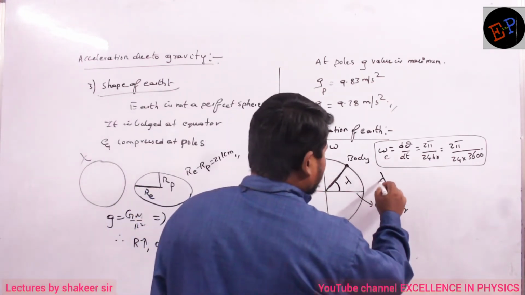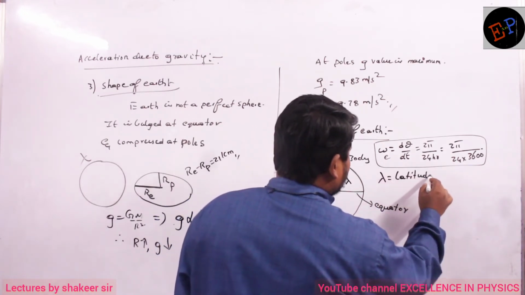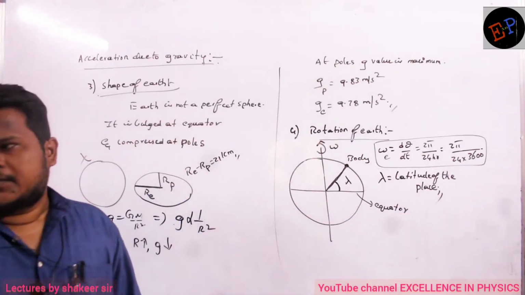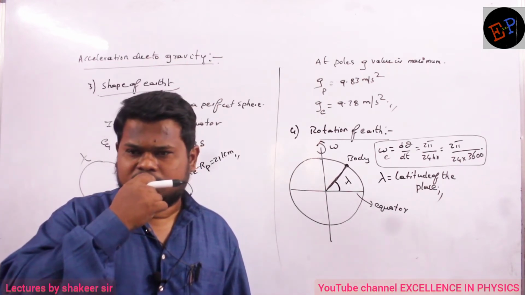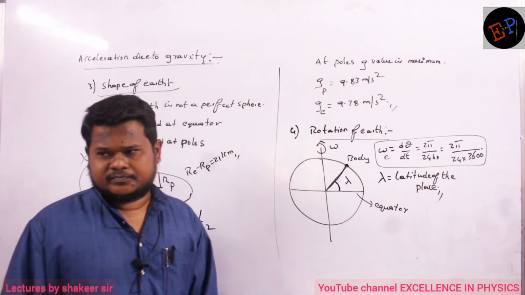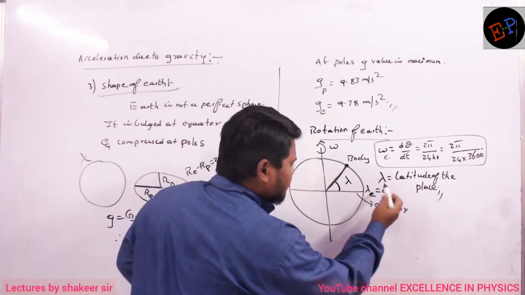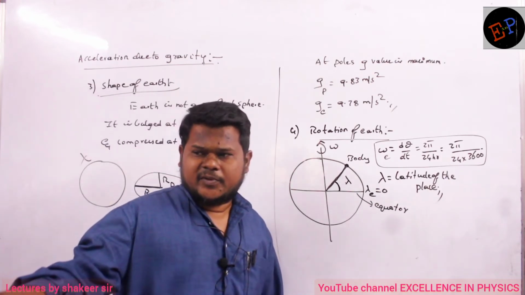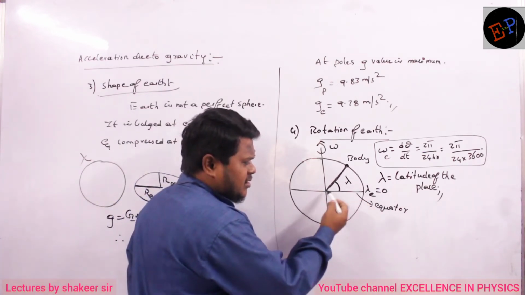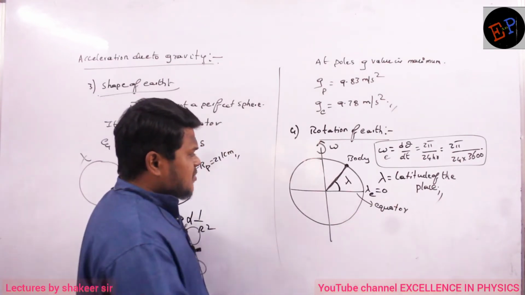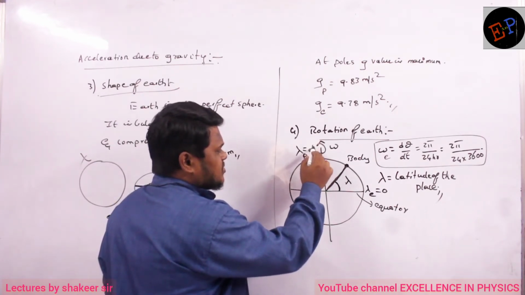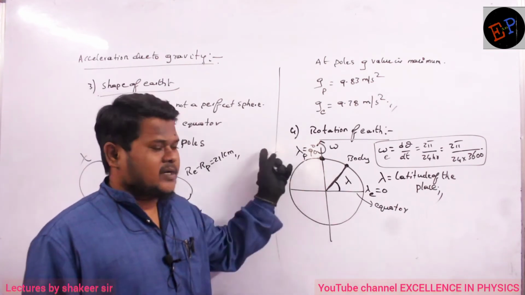And what is this lambda? Lambda is called the latitude of the place. Are you able to understand? In social studies, you should have studied latitudes and longitudes, no? So what is meant by latitude? The angle made by that place with respect to the equator is nothing but latitude. So latitude at the equator is how much? Zero. When a place is on the equator, it makes zero angle with respect to the equator. Similarly, at the poles, the lambda value is 90 degrees. Clear? This is how we calculate latitude values.